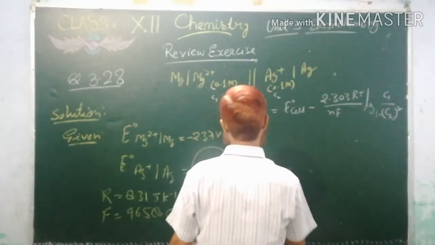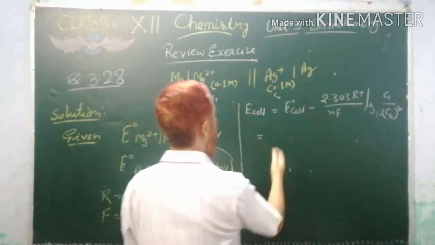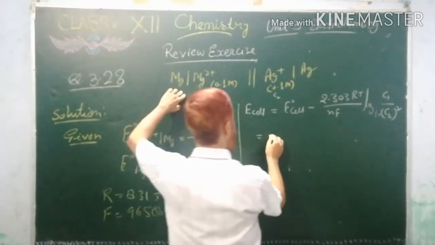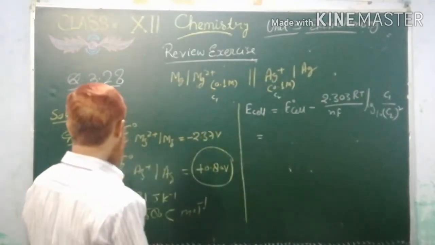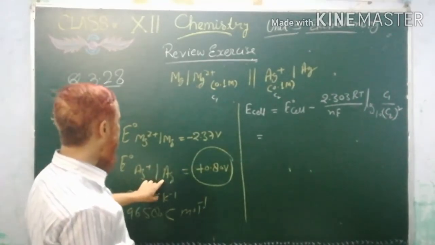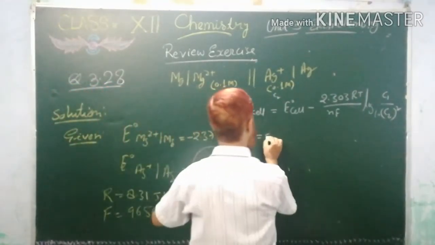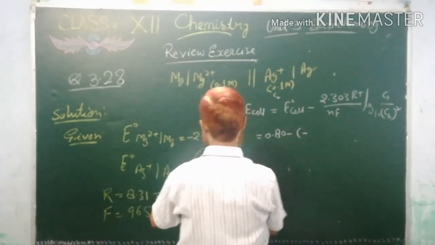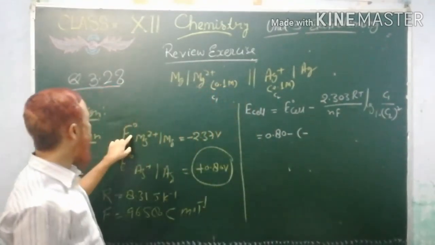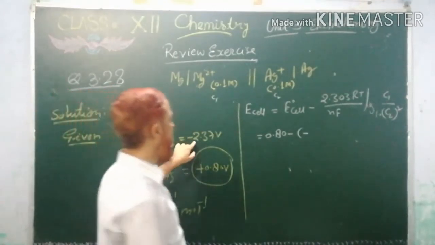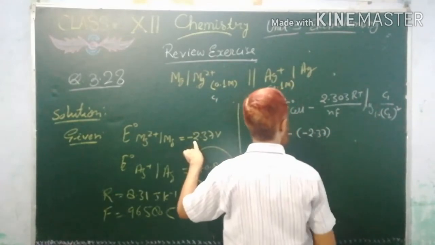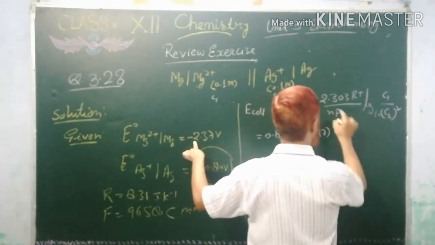Substitute the values. E naught cell, cathode minus anode. This is the cathode and this is the anode. So we will write E naught Ag plus upon Ag, 0.80, minus this is the E naught Mg 2 plus upon Mg, minus 2.37, then minus, now see here.